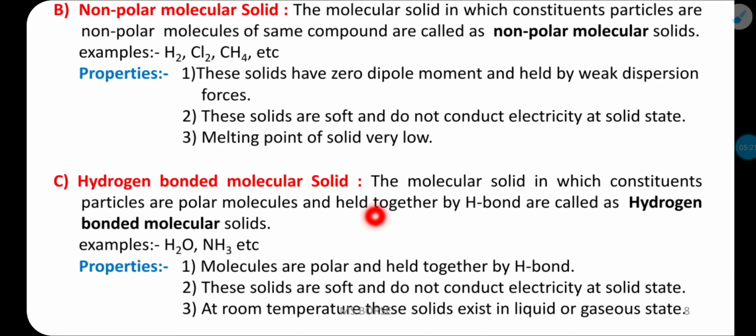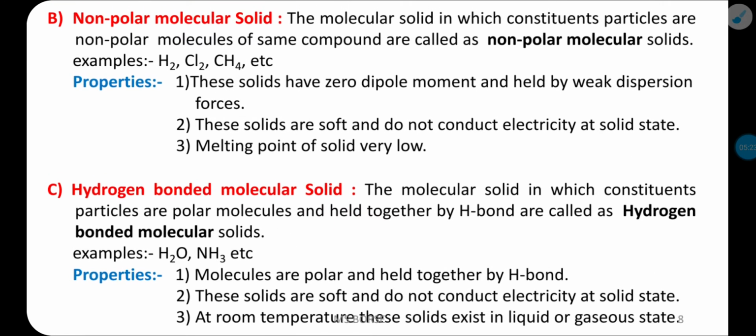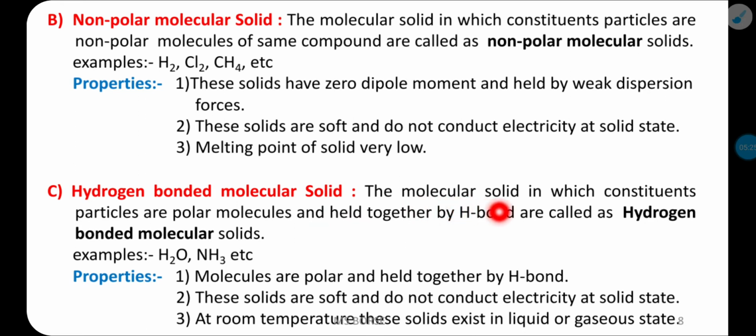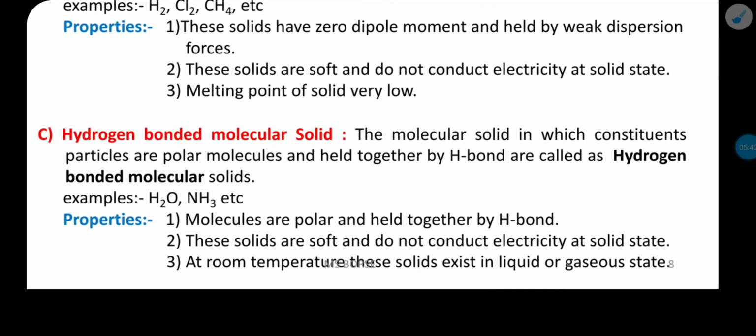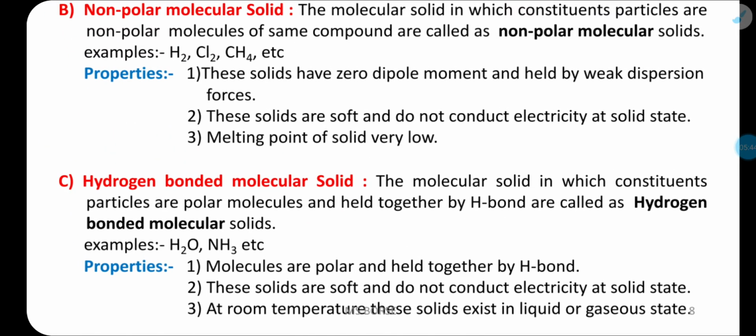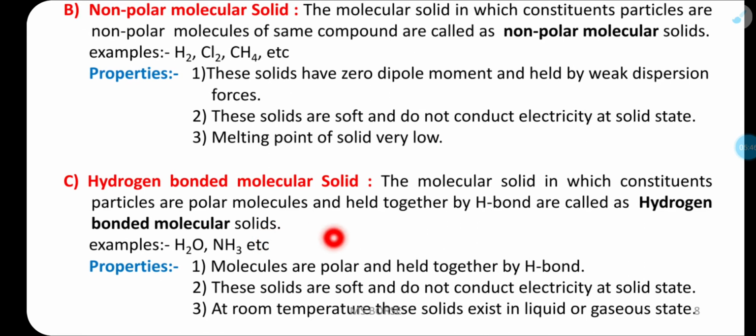Next is hydrogen bonded molecular solid. The molecular solid in which the constituent particles are polar, but these molecules are held together by a hydrogen bond, is called a hydrogen bonded molecular solid. For example, water, H2O, NH3.